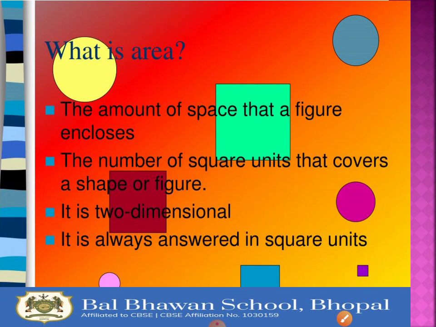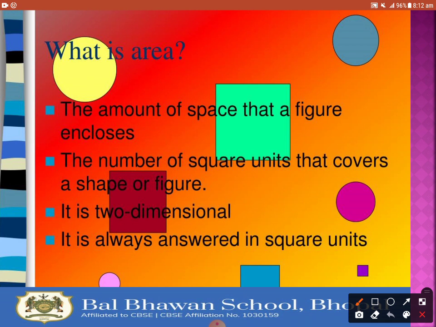Now let us talk about area. Area is the amount of space a figure encloses. It is the region covered in between the boundary of a closed shape. The number of square units that cover a shape or a figure gives you the area. So, when we are going to find out the area, we should have the length and breadth of the shape. And that is why area is two-dimensional. Two-dimensional means the two dimensions are length and breadth.